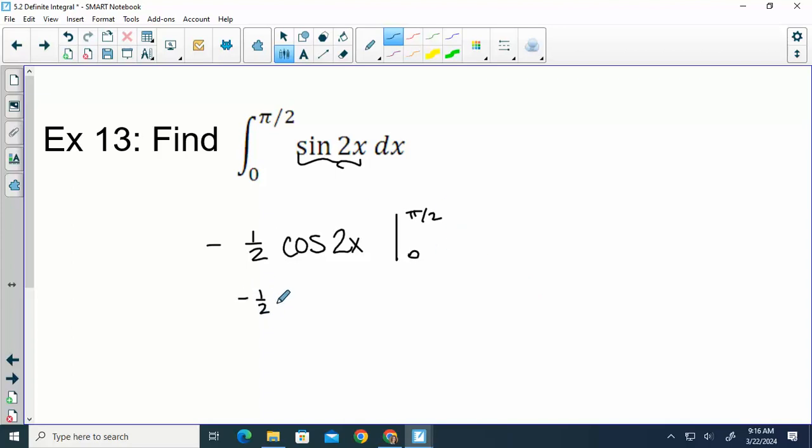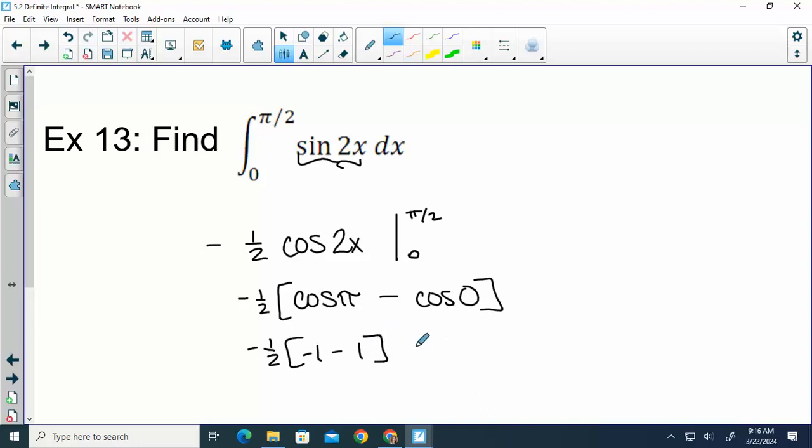Okay, so I could pull out my 1/2. If I put in pi over 2, 2 times pi over 2 is pi, so we get cosine of pi. Minus, if you put in 0, that's cosine of 0. Alright, what was the cosine of pi? Minus cosine of 0. So you get negative 1/2 times negative 2. Or positive 1.